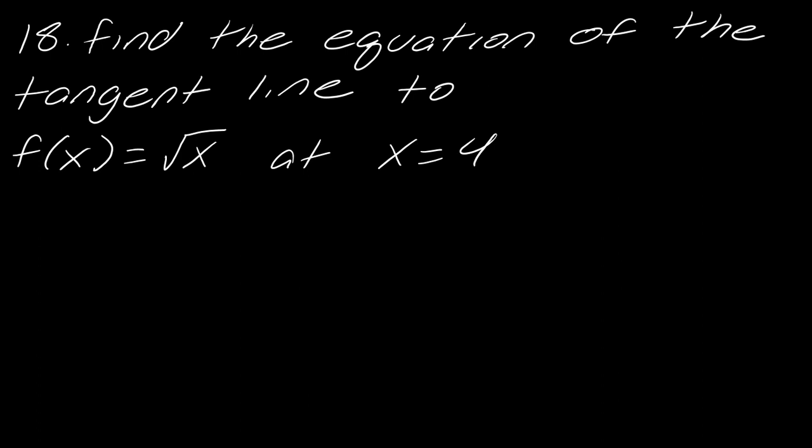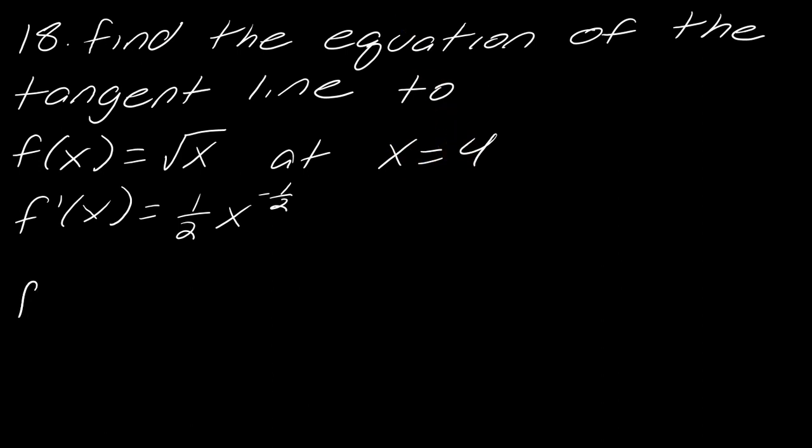So for number 18, it says find the equation of the tangent line to f of x equals the square root of x at x equals 4. Okay, so tangent and derivative really go hand in hand. So what I want to do is take the derivative of f of x, which will be 1/2 x to the negative 1/2. And now I need to figure out the tangent line at this point x equals 4.